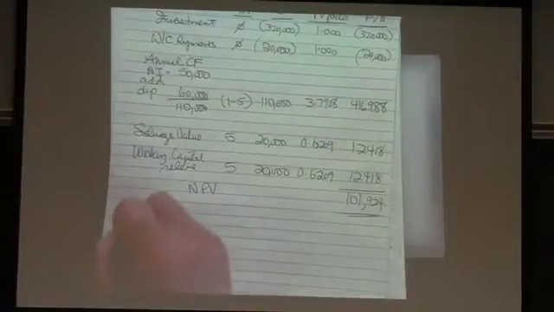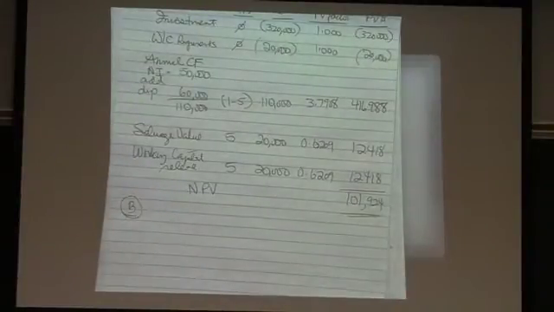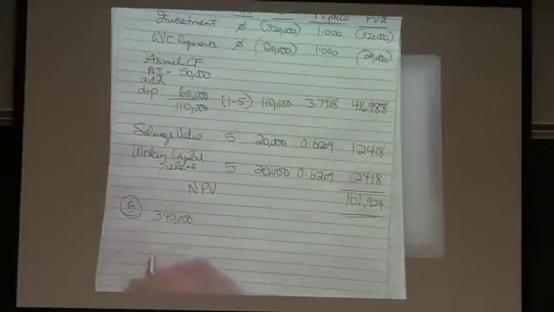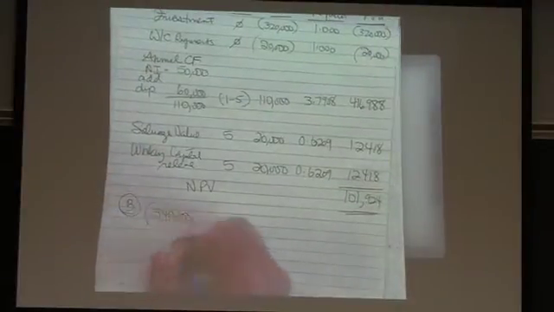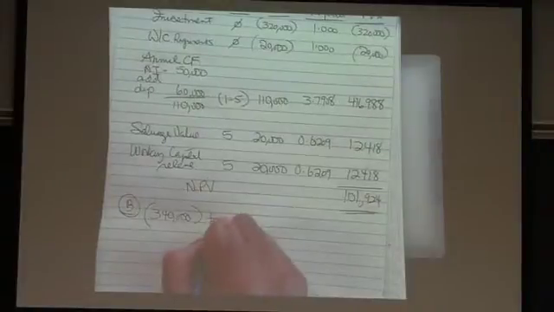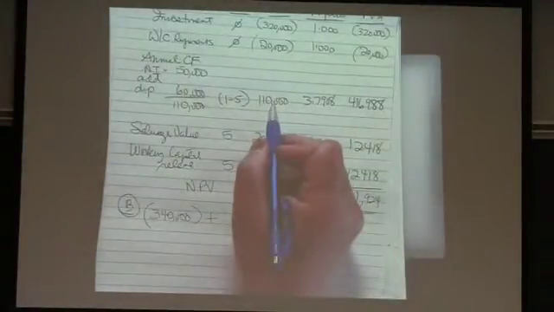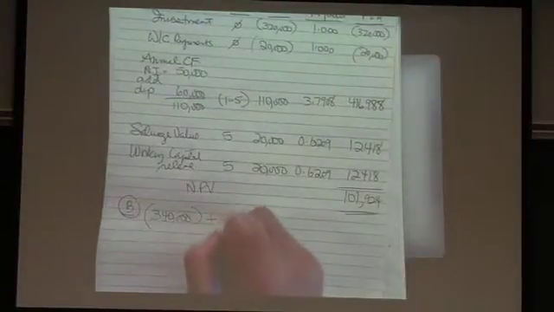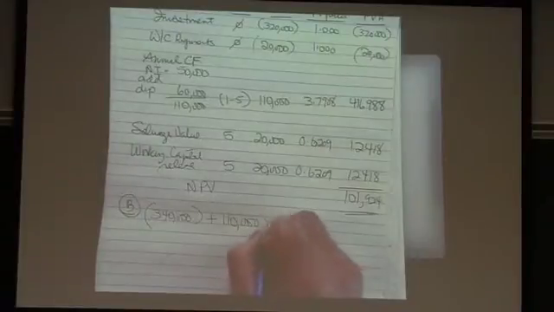Now, let's do the IRR. IRR requires us to find the rate of return that inflow equals outflow. So the outflow is 340,000. Okay. I'm going to put that minus, plus the inflow is going to be 110,000 x.